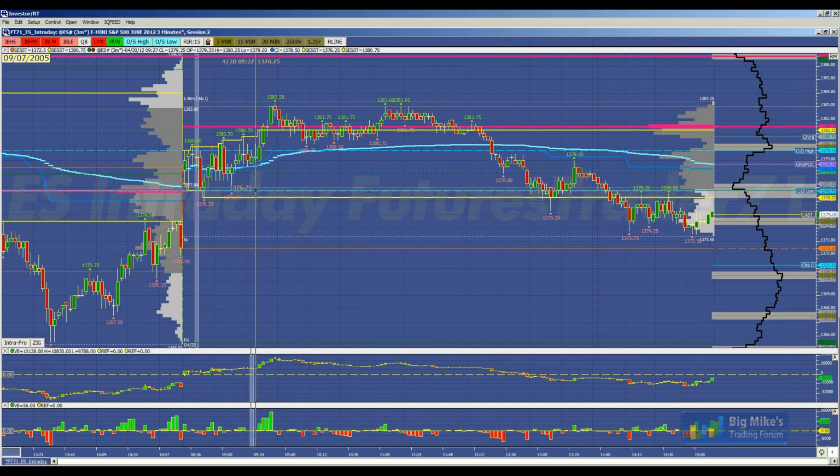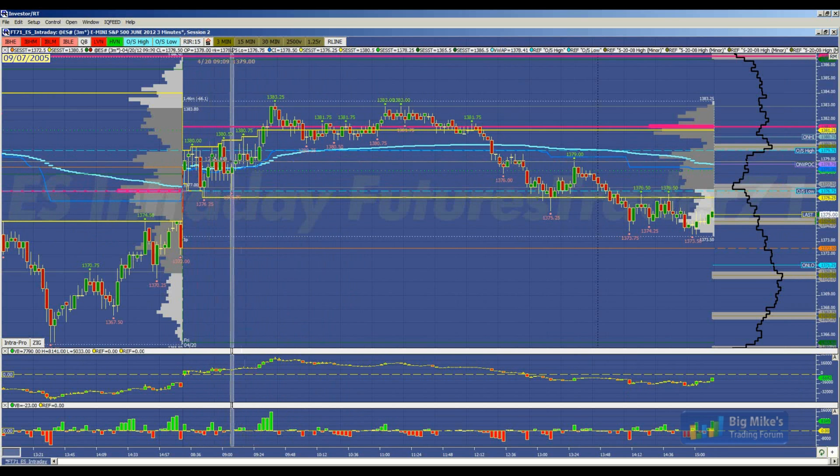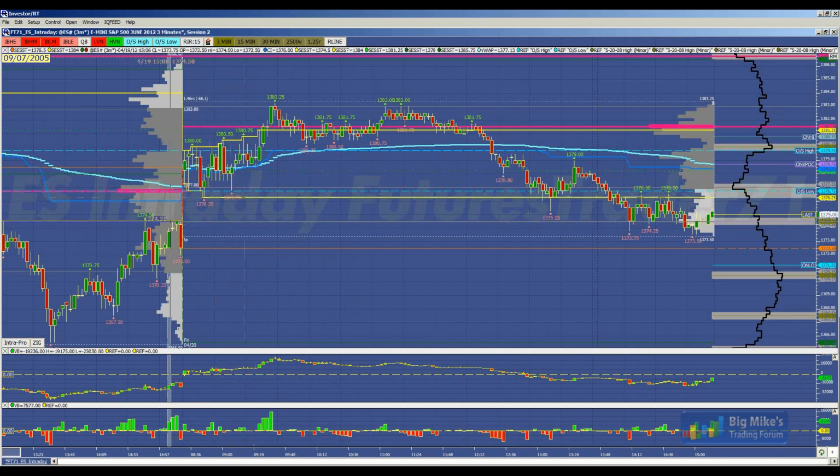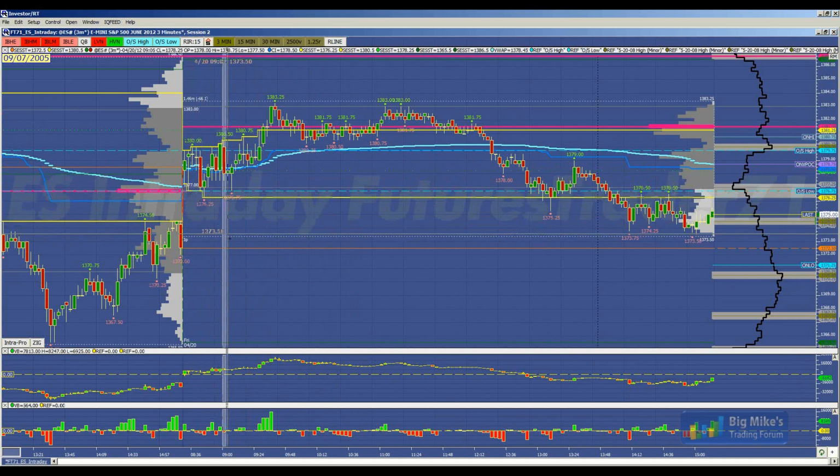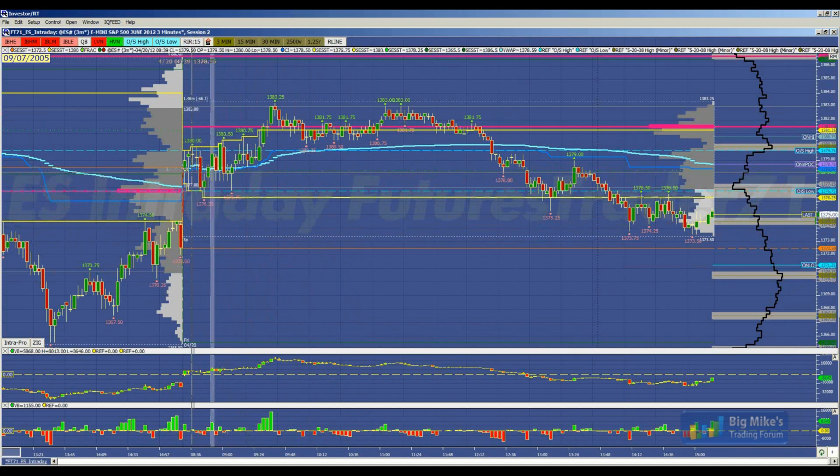Okay, so I'm not going to look short until it starts to break for the lower volume node. 74.50 was key on Friday. I want to see it. If it breaks through VPOC, I want to see it down to this price and through, and now I can catch a runner. Okay, so it tried multiple times and it couldn't.